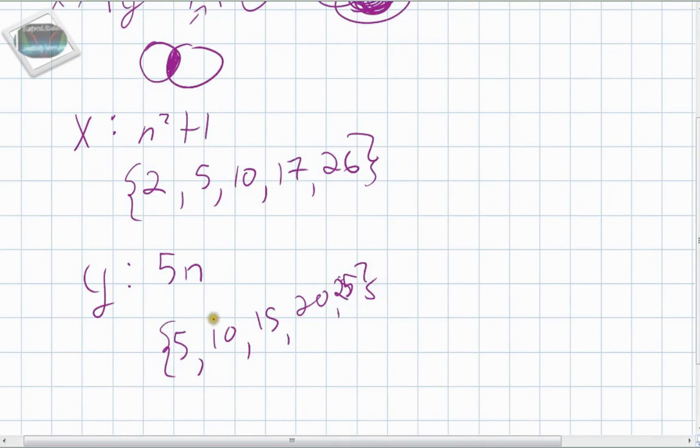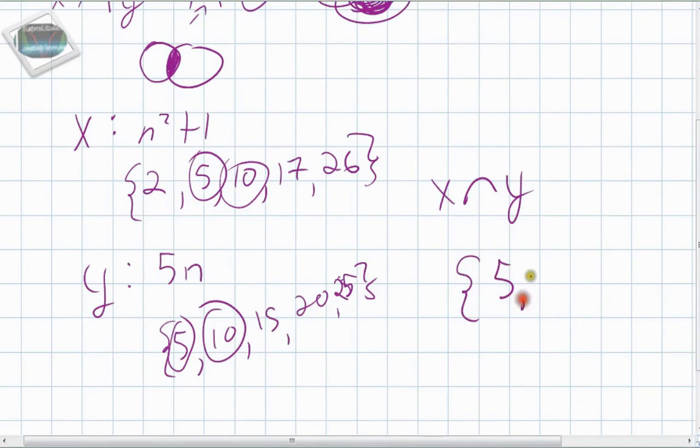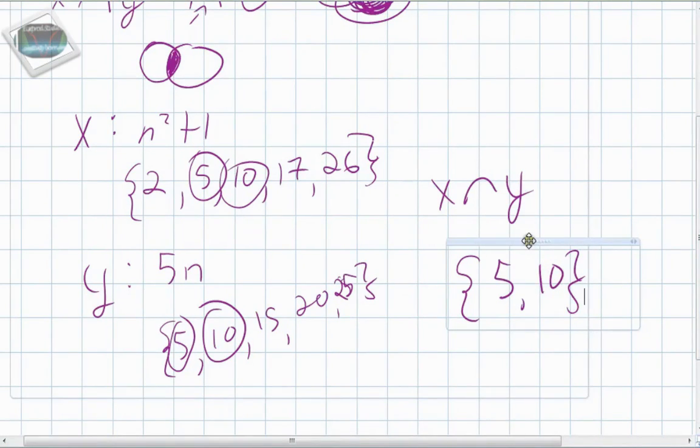Now we want to find x intersection y, which is where they are the same. They have the same output 5, they have the same output 10, and that's pretty much all they have in common. So your answer would look like this. That's your set, 5 and 10.